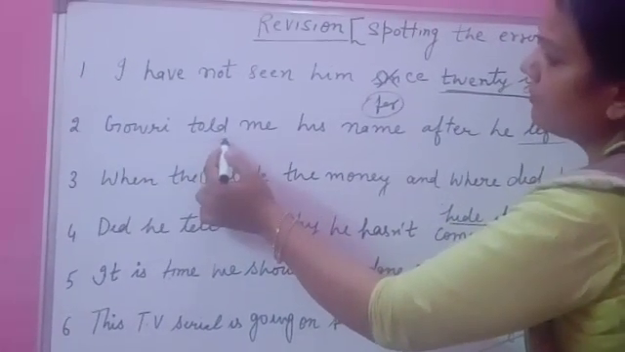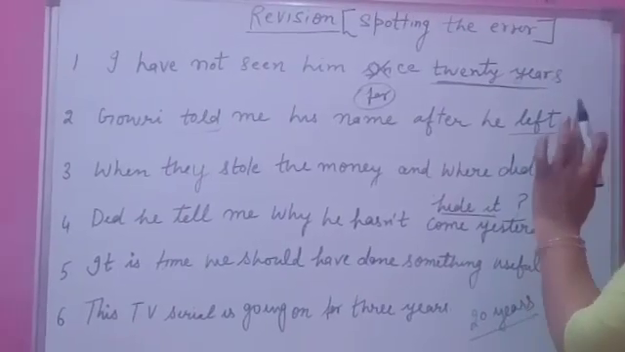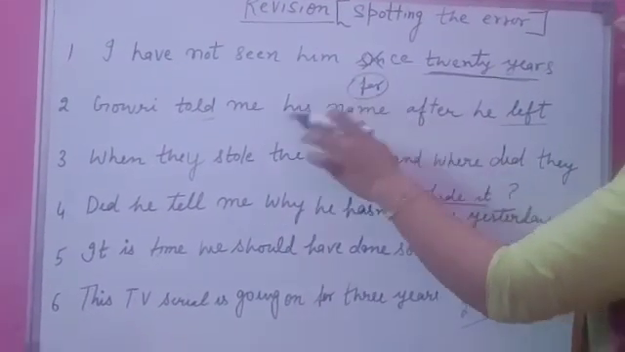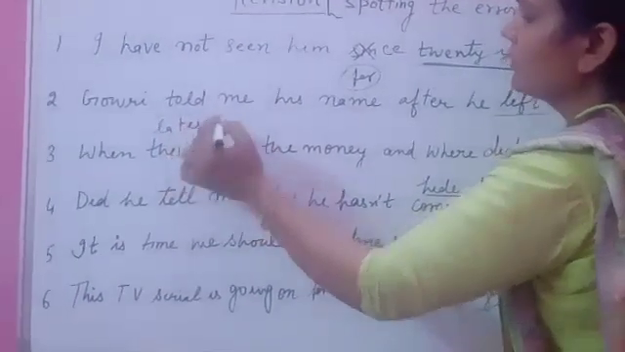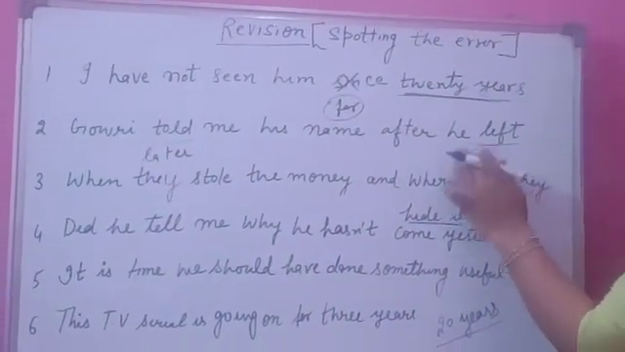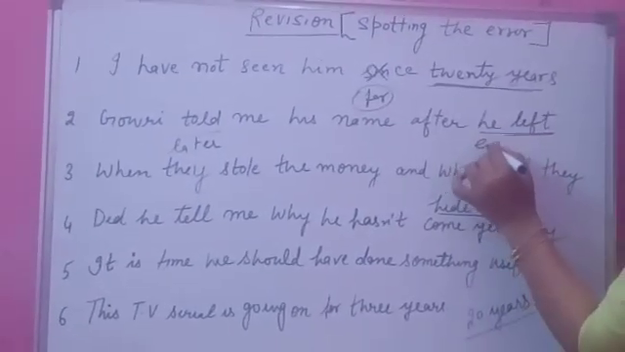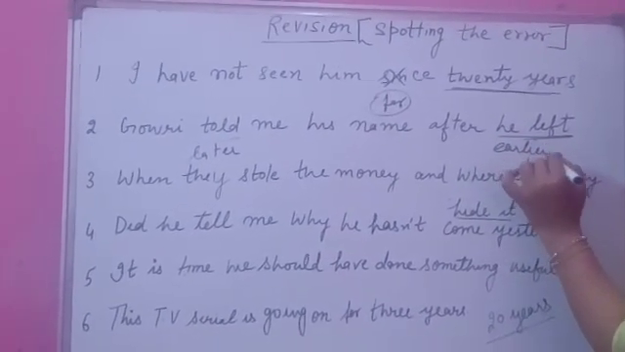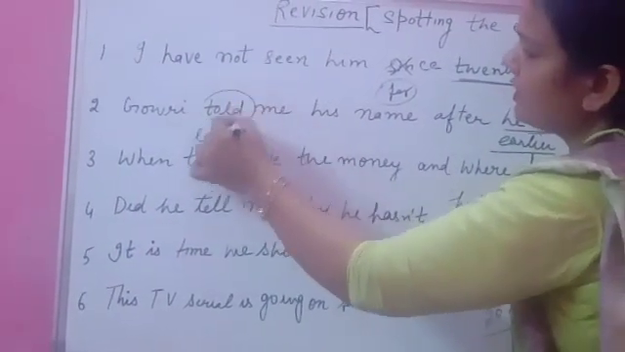"Gauri told me his name after leaving." Understand, it means that he told his name later, when he had left from there. Clear? This is the earlier action. Now check: in the later action, past indefinite will be there.